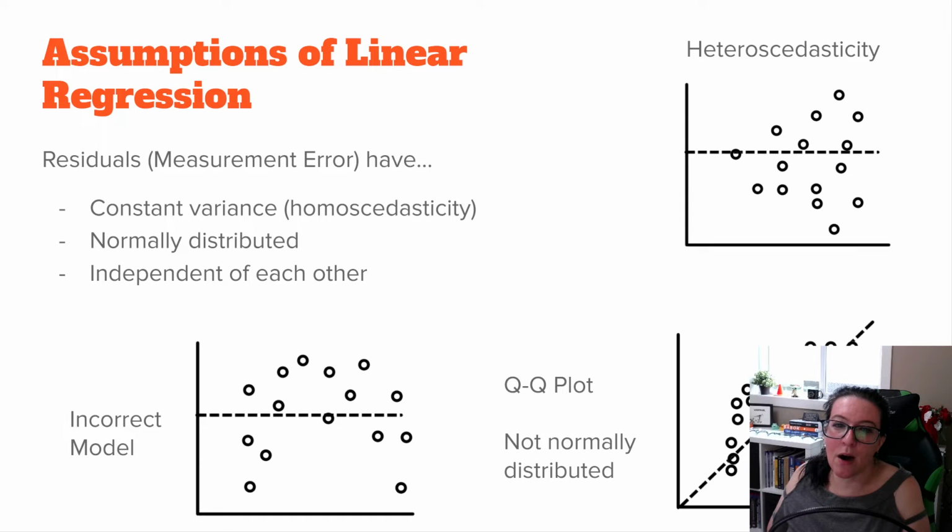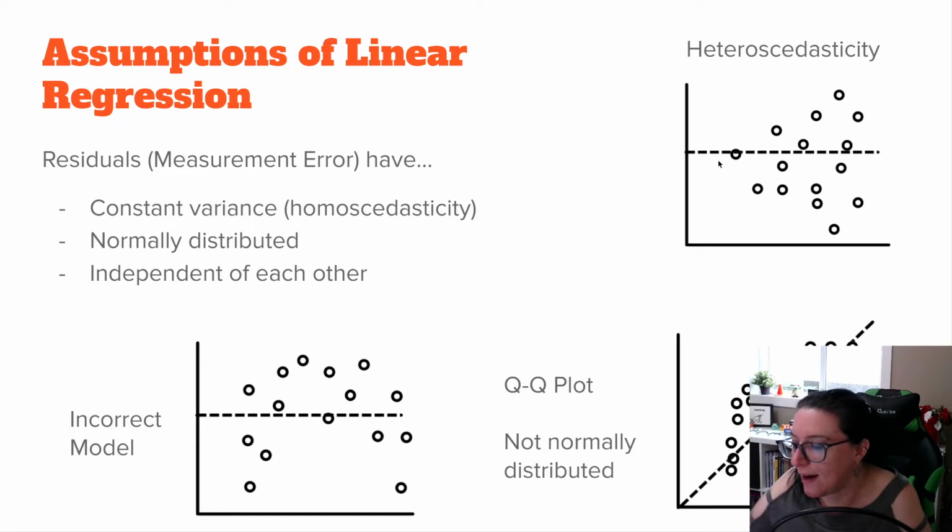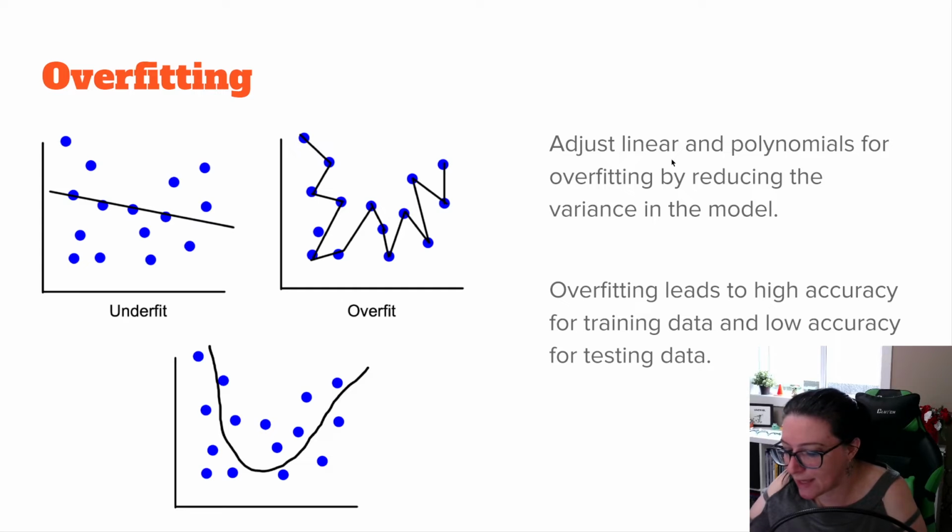When we look at our residuals, our measurement error, it should look like random scatter. It should not have what you see here. This is heteroscedasticity, where the variability is increasing with whatever this variable is here. Our error is increasing rather than being just random. So homoscedasticity is constant variance. When you look at your data, it should be randomly scattered.